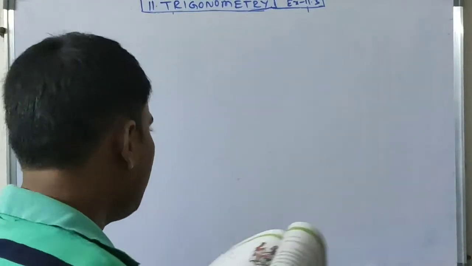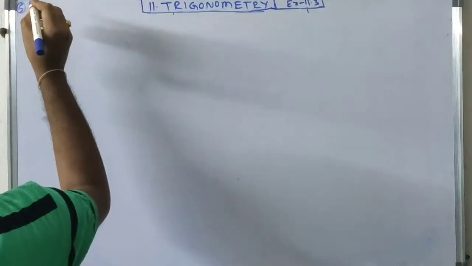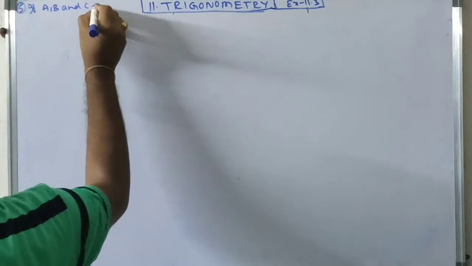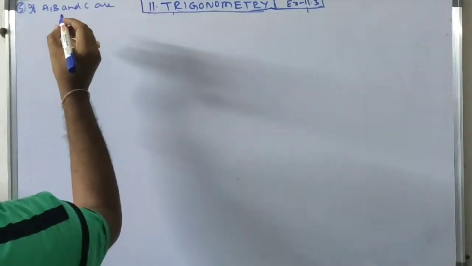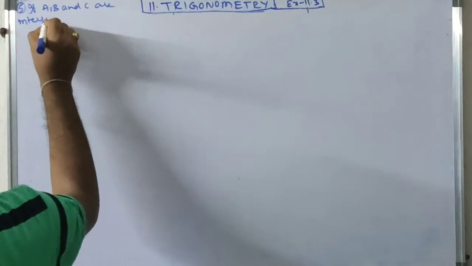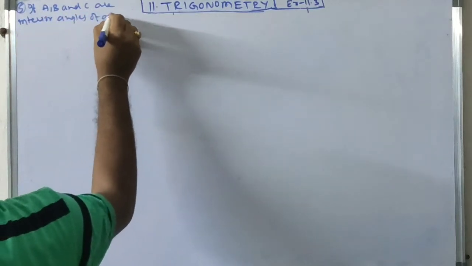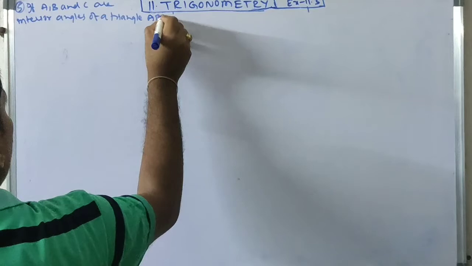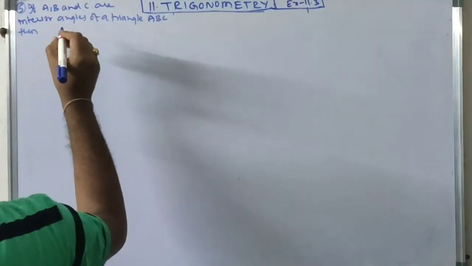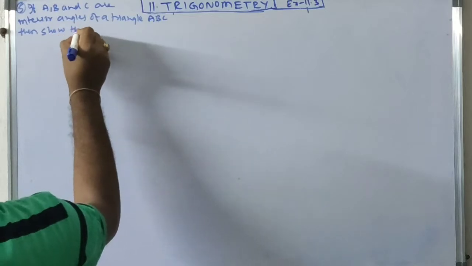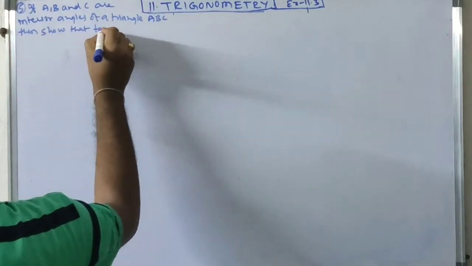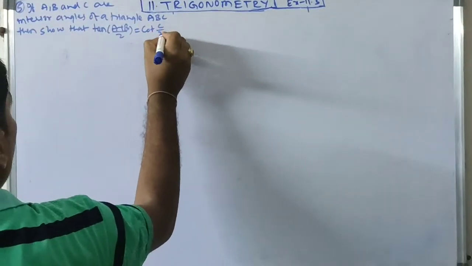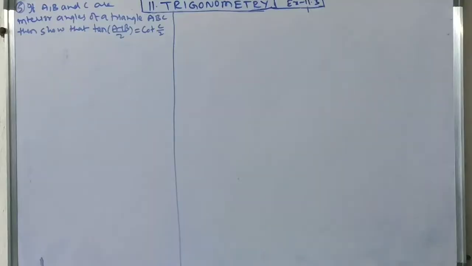Exercise 11.3, fifth question. If A, B and C are interior angles of a triangle ABC, then show that tan of (A plus B) by 2 equal to cot C by 2.